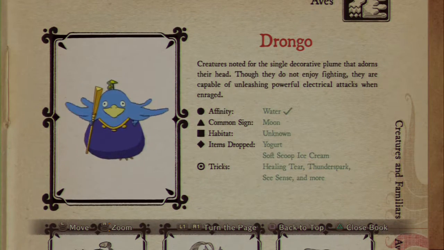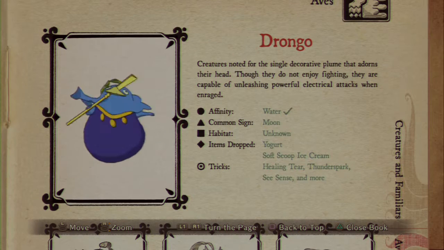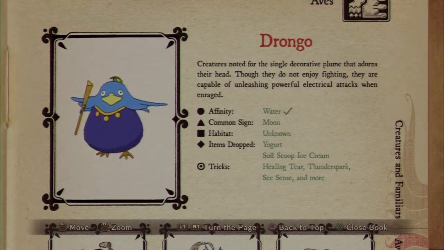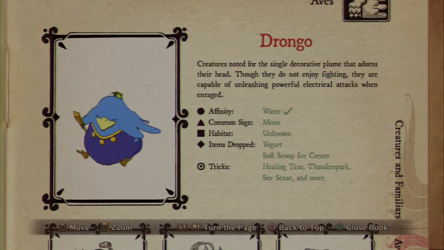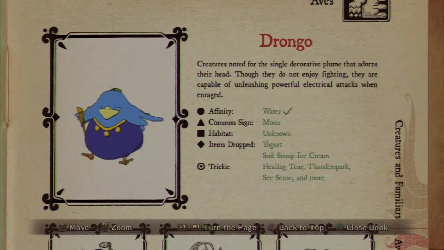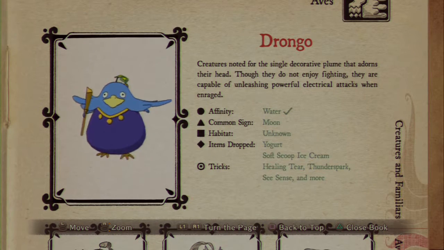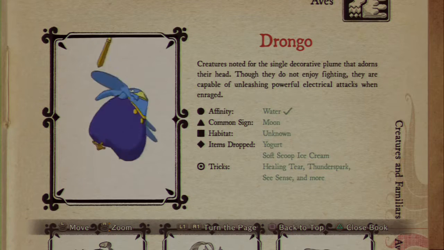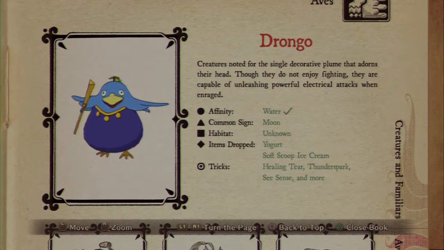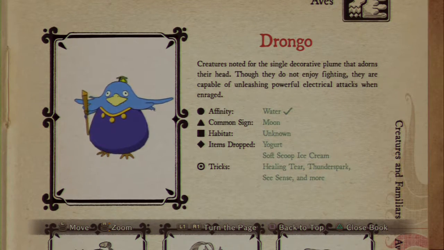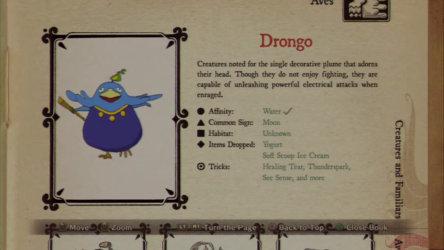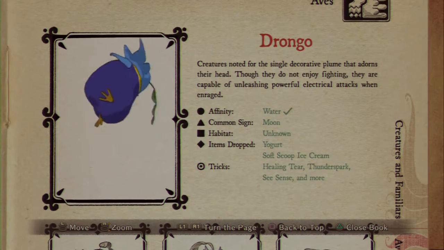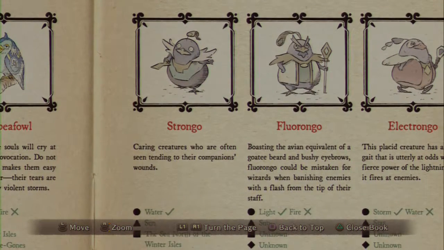Creatures noted for their highly singular decorative plume that adorns their head. Though they do not enjoy fighting, they are capable of unleashing powerful electrical attacks when enraged. They are resistant to water, and born under the moon sign. It is unknown where you could find such creatures, but it is known that they drop yogurt and soft scoop ice cream, rather. They can know Healing Tear, Thunderspark, Sea Sense, and more.